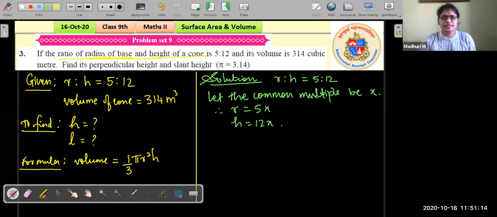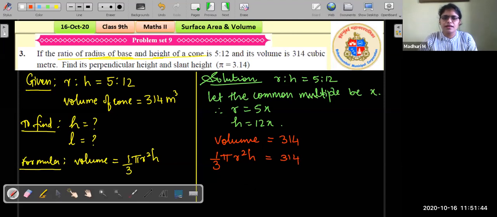And now what is the next step? We simply use the formula, and whatever is given, that is we are given the volume, so we start with the volume part. We are given that the volume is equal to 314. So start with the calculations, everyone with me. What is the formula for volume? That is 1/3 pi r squared h, which is equal to 314.